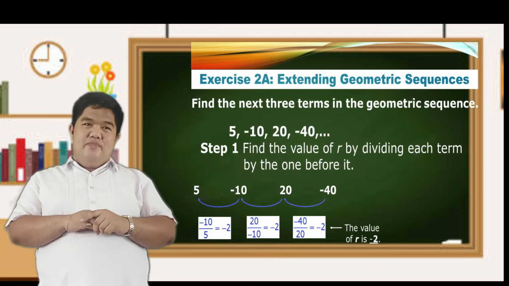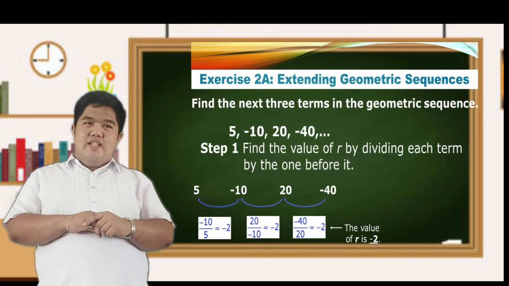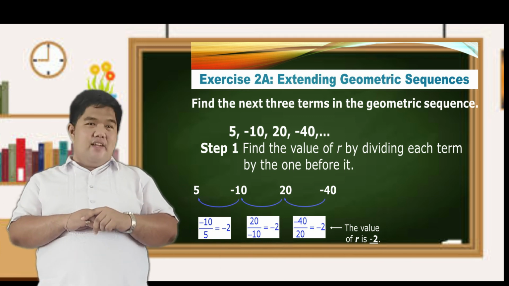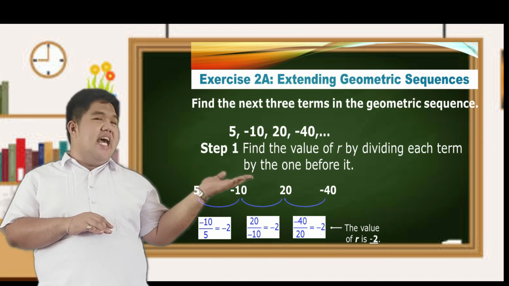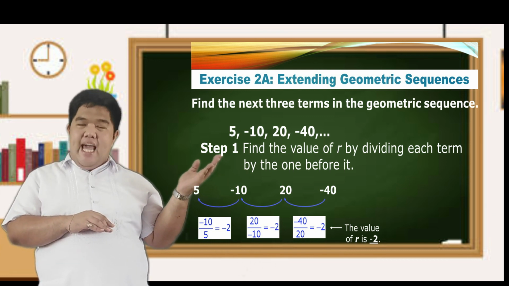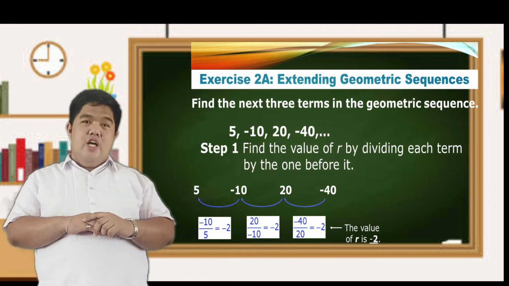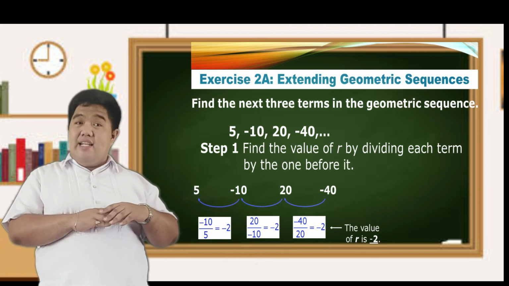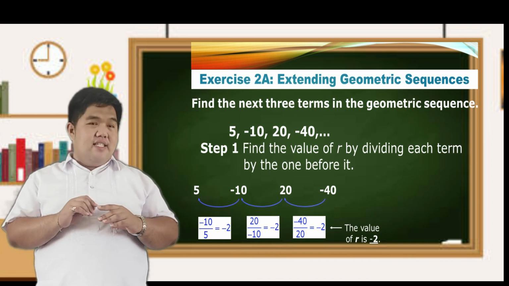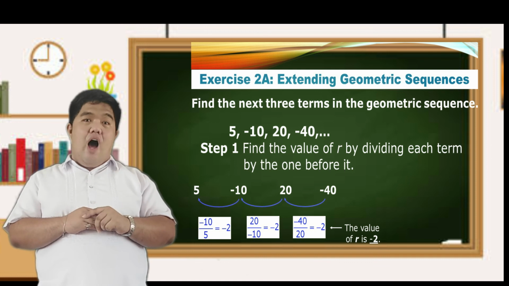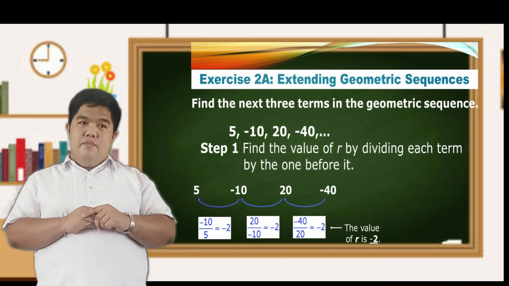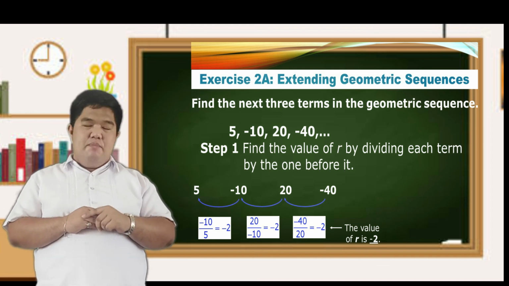Exercise 2A. Extending geometric sequences. Find the next three terms in the geometric sequence 5, negative 10, 20, negative 40, and so on. Observe the pattern: positive, negative, positive, negative. Step 1. Find the value of r by dividing each term, or each number, by the one before it.